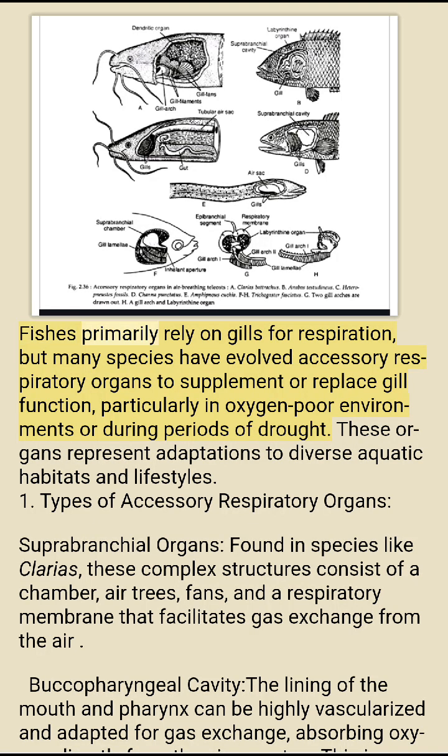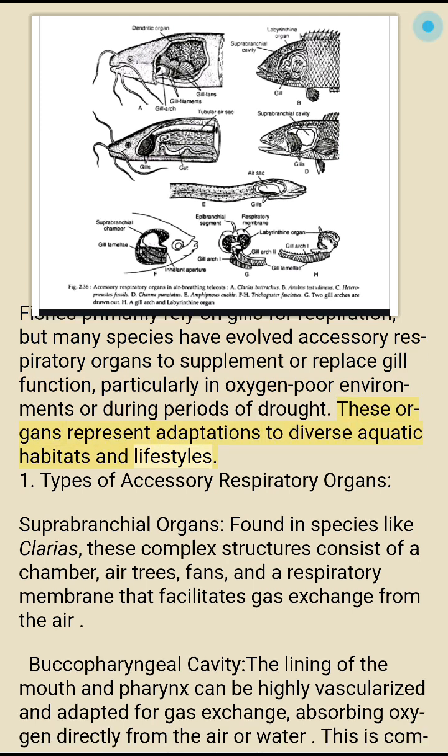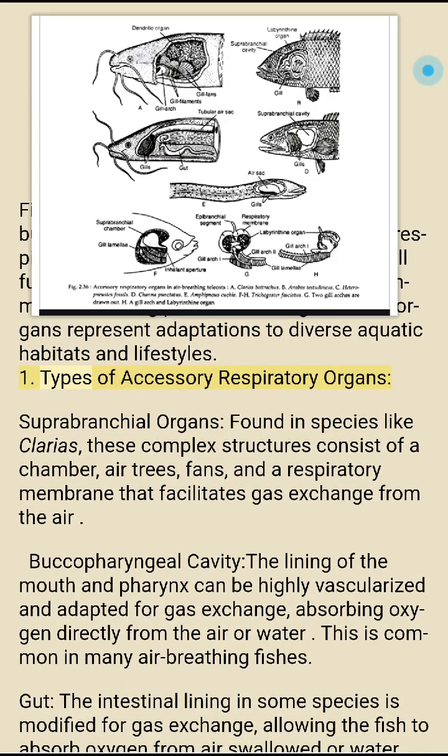Fishes primarily rely on gills for respiration, but many species have evolved accessory respiratory organs to supplement or replace gill function, particularly in oxygen-poor environments or during periods of drought. These organs represent adaptations to diverse aquatic habitats and lifestyles. 1. Types of accessory respiratory organs.